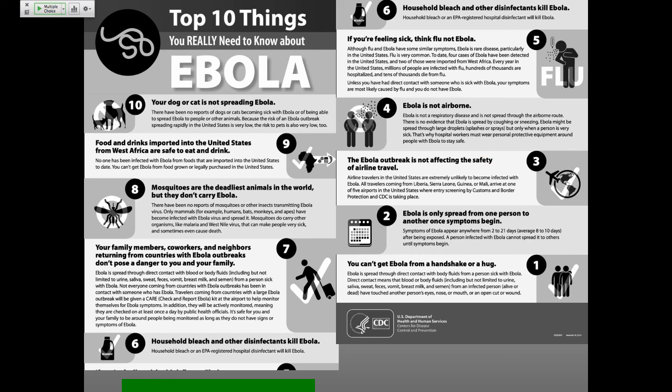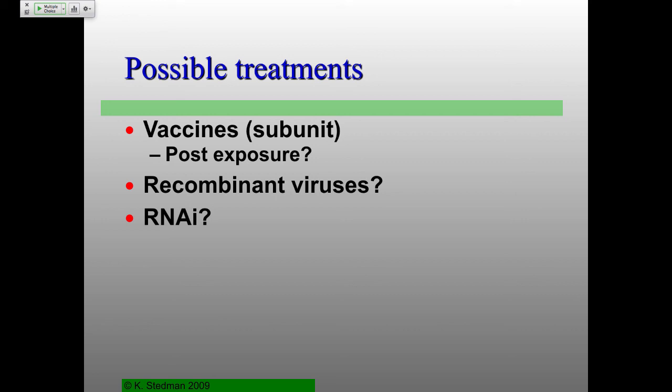There are a couple other things that I want to talk more about in terms of treatment. We talked about vaccines already, and we talked about RVSV ZBOV. That does seem to work very, very well. Whether it works post-exposure is not entirely clear. These are nasty GMOs that we're using now for vaccines. Oh no, GMOs. Will RNAi work is not entirely clear.